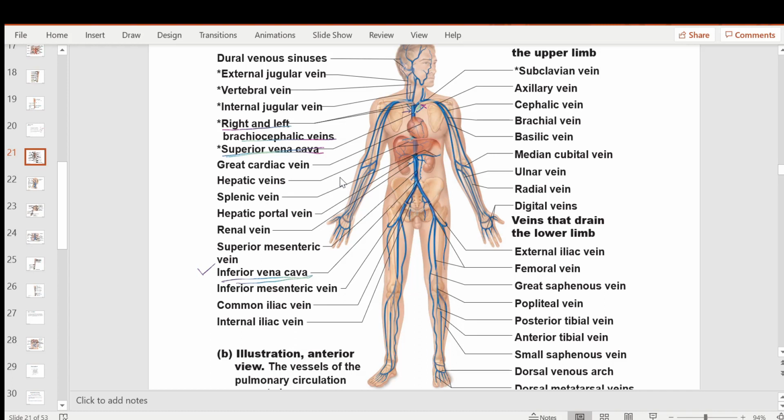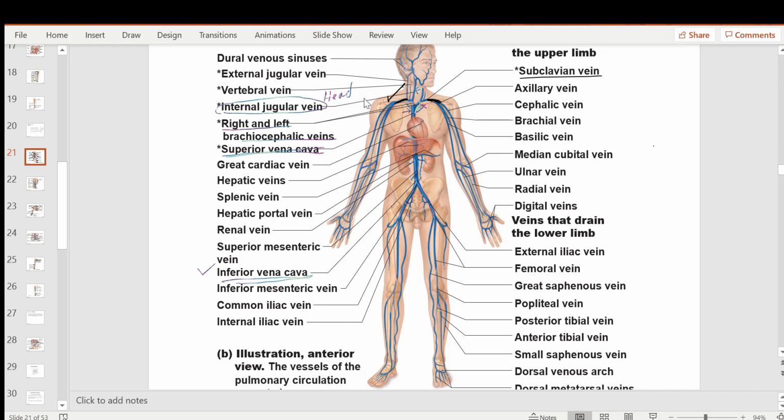Then both divide into the internal jugular vein, which moves towards the head. So you see here, this is the internal jugular vein, and the subclavian vein. Its name is telling you it goes under the clavicle. You see here, this is the clavicle. So subclavian is under the clavicle here, on the left side. So this is the subclavian vein.